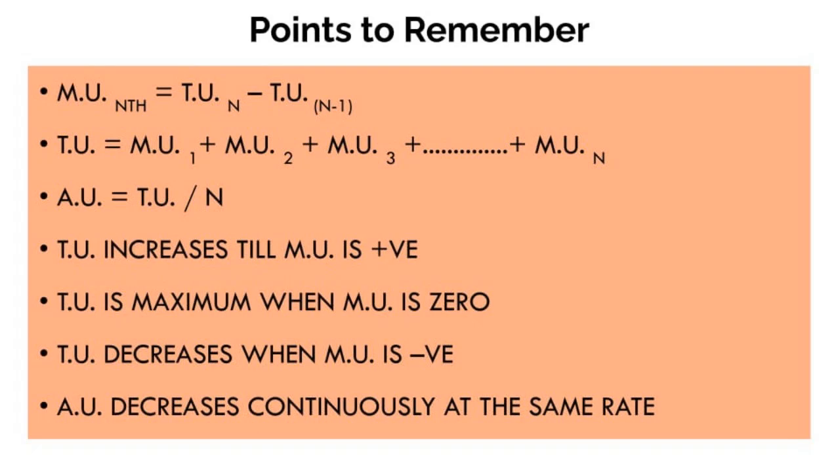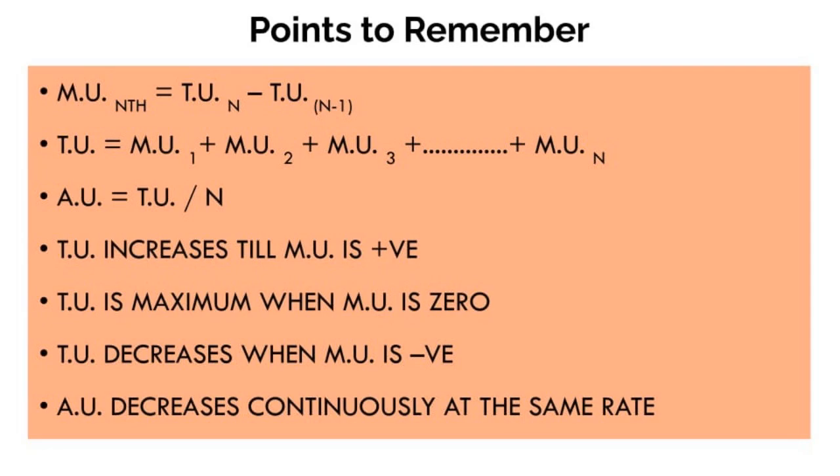In order to recapitulate, here are some important points to remember. First is MU nth, that is MU derived from nth unit, is equal to TU n minus TU n minus 1. Next, total utility is equal to MU1 plus MU2 plus MU3, and it goes on till the marginal utility derived from the nth unit. Average utility can simply be obtained by dividing TU, total utility, by n, that is number of units consumed.